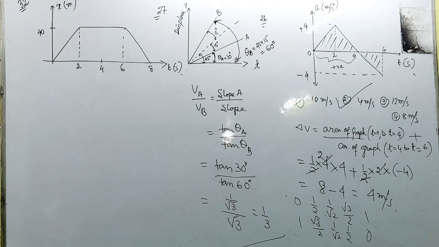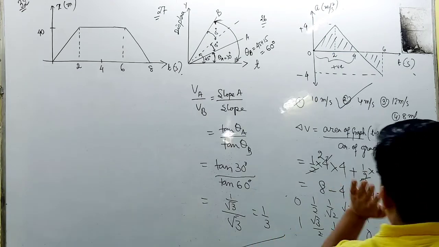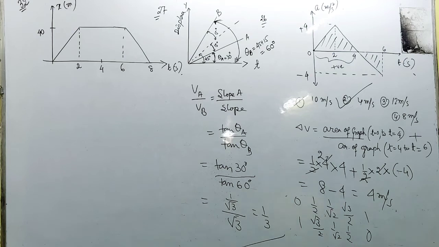The average acceleration is asked. What is being given here? The graph is between displacement and time. What is being asked?